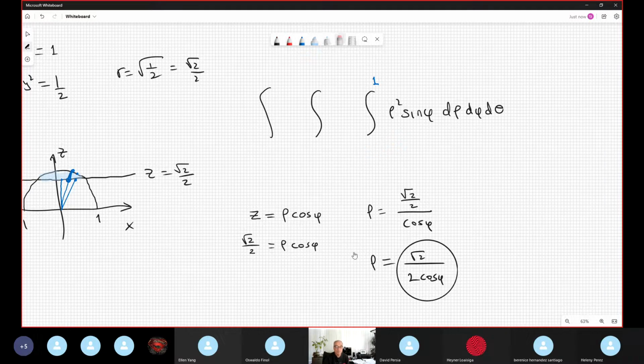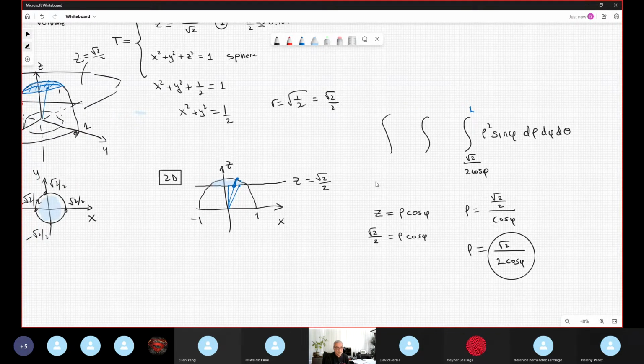Cool. Radical 2 over 2 cosine phi. So I'm not always happy that the limits are constant. Sometimes, depending on the figure, the limit is constant or variable.